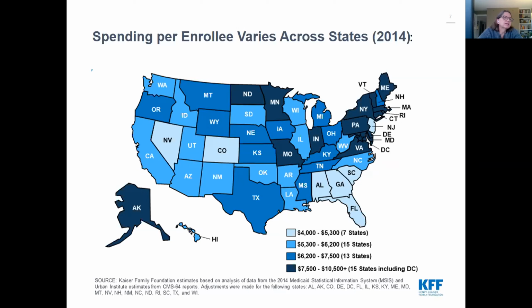Spending varies across states, and I just want to point this out. So when we look at spending, for example, I'm from Minnesota, and Minnesota is one of the dark blue states, the 15 states where the spending in 2014 per enrollee was in the top tier. The lightest colored states, Nevada and Colorado, 7 states, so what else? New Jersey, Florida, had some of the lowest spending per enrollee. So you can see that there are differences in spending, which are of tremendous policy interest, right?